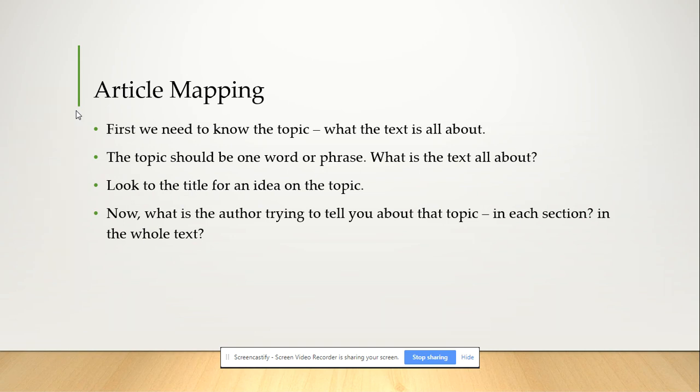So that's the topic. Now, what is the author trying to tell you about that topic? What's the author trying to tell you about that topic in each individual section? And what's the author trying to tell you about that topic in the entire text?